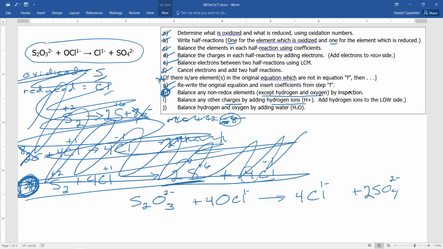So you're going to want to write this down in your notes by step I. By step I, write coefficient times oxidation number. So in this step, we're doing coefficient times oxidation number. Coefficient of 1 times oxidation number of -2 makes this -2.